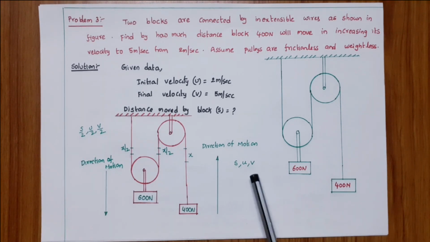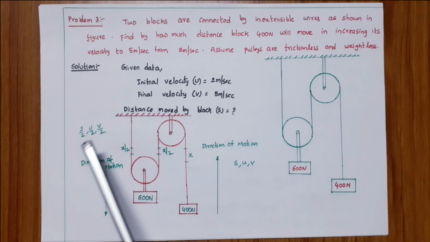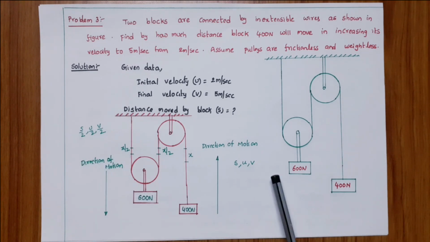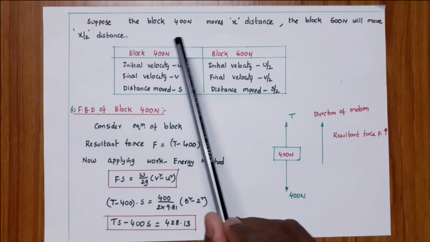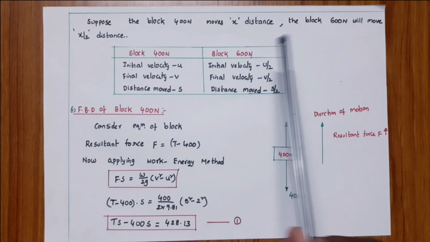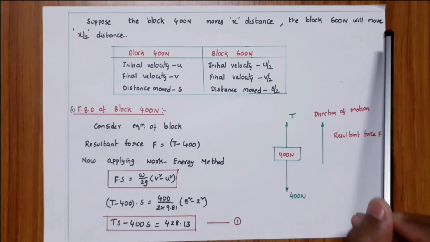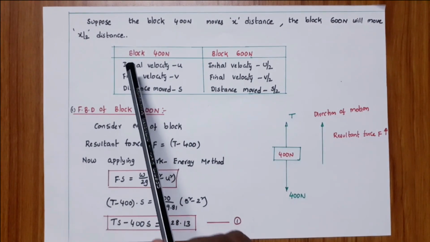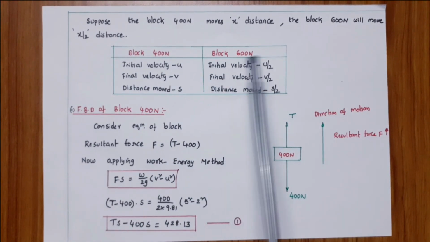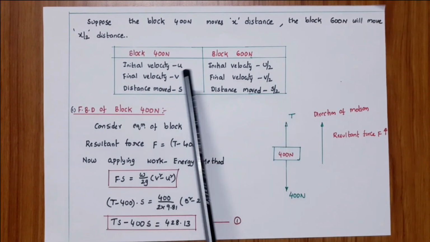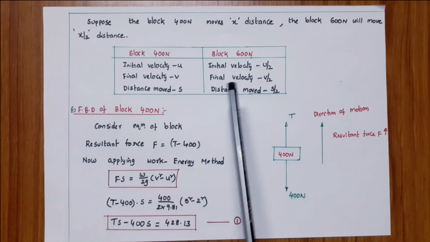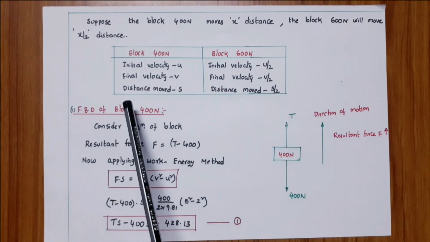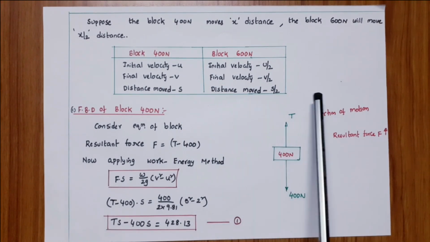Here the initial velocity is u. Here the initial velocity is u by 2. Here the final velocity is v. Here the final velocity is v by 2. Suppose the block 400 Newton moves x distance. The block 600 Newton will move x by 2 distance. So for block 400 Newton and block 600 Newton: initial velocity is u and u by 2, final velocity is v and v by 2, distance moved is s and s by 2.